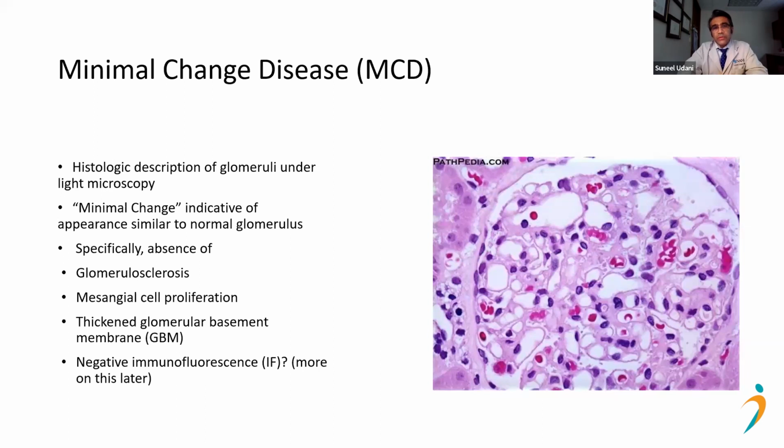And specifically, there's no glomerulosclerosis, there's no mesangial cell proliferation, which means these dark purple cells that you see there, there's a normal amount of them. The basement membrane, which is the barrier that you see around those open white circles, those basement membranes are not thickened. And then an additional test called immunofluorescence, where antibodies are overlaid on the tissue to see if they tag antibodies deposited anywhere in the kidney. Minimal change conventionally has had a negative immunofluorescence. We're discovering that may not be entirely true, and we'll talk more about that later.